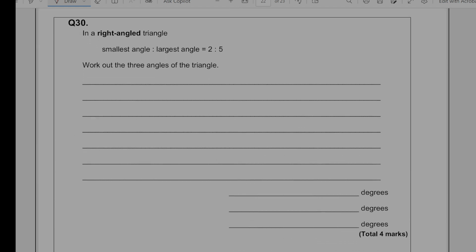Okay, question 30. In a right angle triangle, the smallest angle compared to the largest angle is 2 to 5. Work out the 3 angles of the triangle. Well, if it's a right angle triangle, one of them has got to be 90 degrees first of all, and then the other angles must add up to 80. So if we go smallest to largest is 2 to 5. That means that we've got 7 parts.